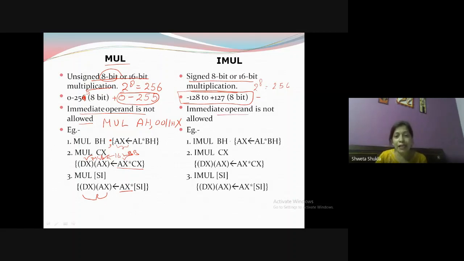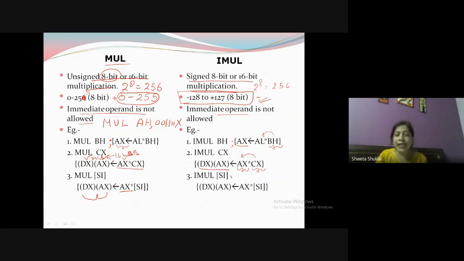Now, in the case of IMUL BH, the value will remain the same. The only difference will be this: instead of unsigned, you can use any value from minus to plus. Again, if you are taking the higher byte, you have to multiply it with the lower byte of the accumulator, and the result will be stored in the complete 16-bit accumulator register. If it is IMUL CX, that means the content of the CX register will be multiplied with the content of the complete 16-bit AX register, and the result will be stored in the DX and AX registers.